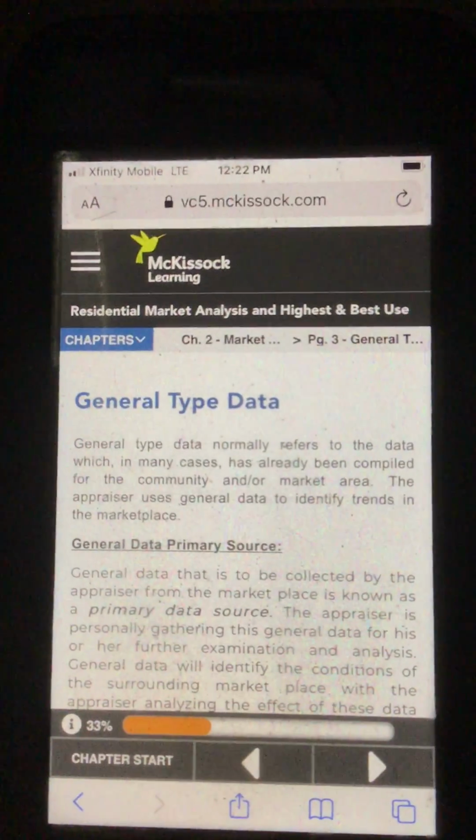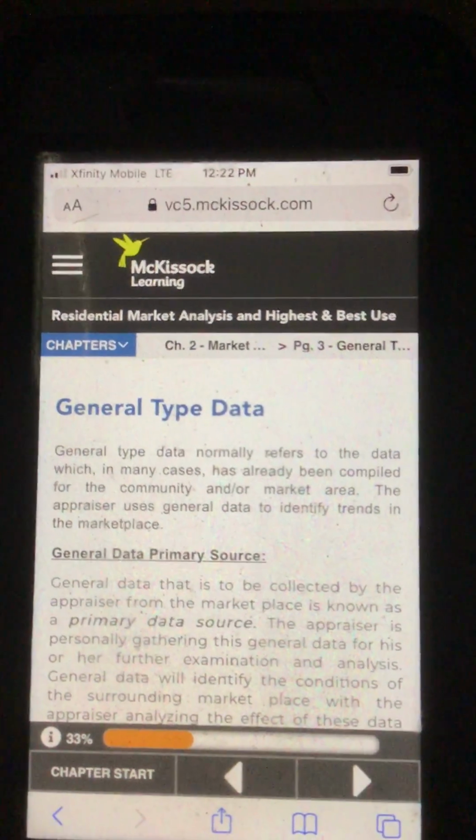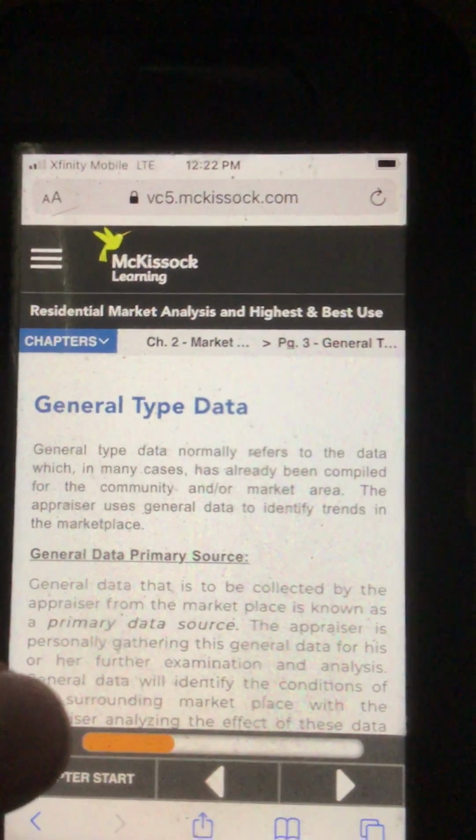Residential Market Analysis and Highest and Best Use, Chapter 2, Market Analysis, Page 3, General Type Data.